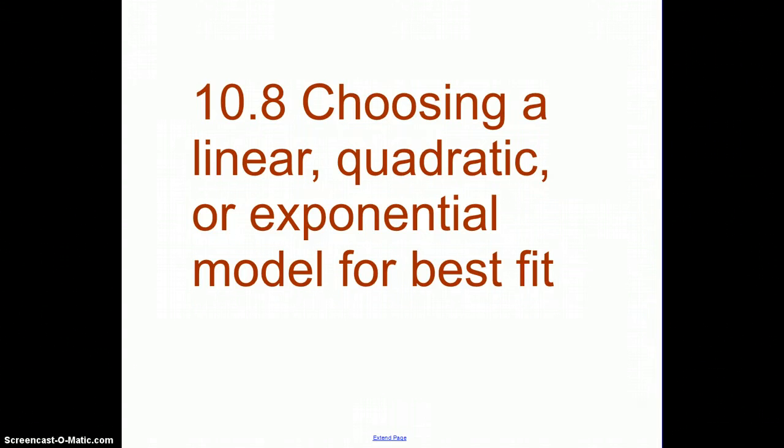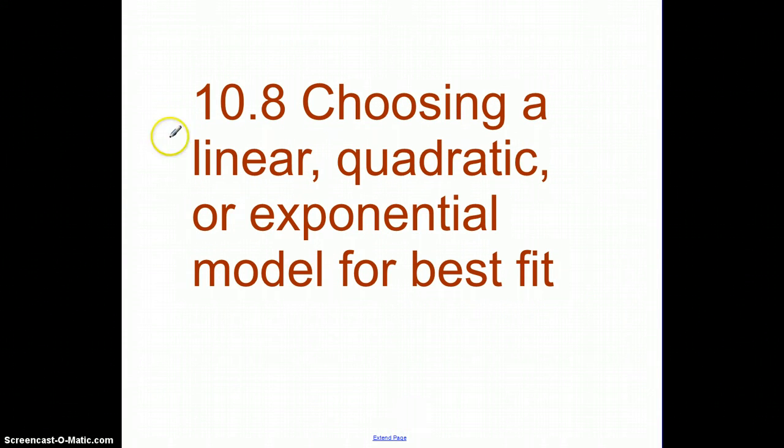Today in Algebra 1B, we're going to deal with our last section in Chapter 10 before the test. And today really has to do with being able to identify things as linear, quadratic, or exponential models. In other words, they want to know which one of these functions is going to fit the set of points that you're given the best. So let's take a look at some of these.